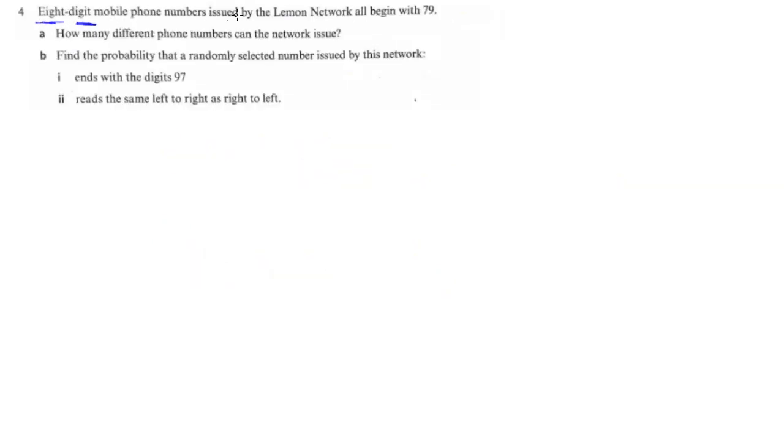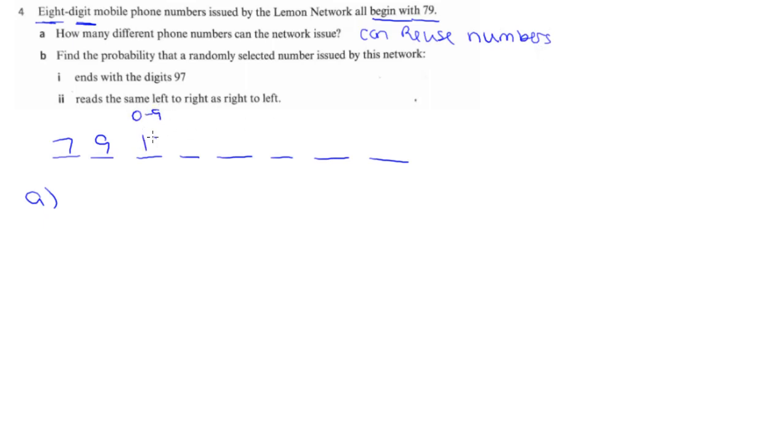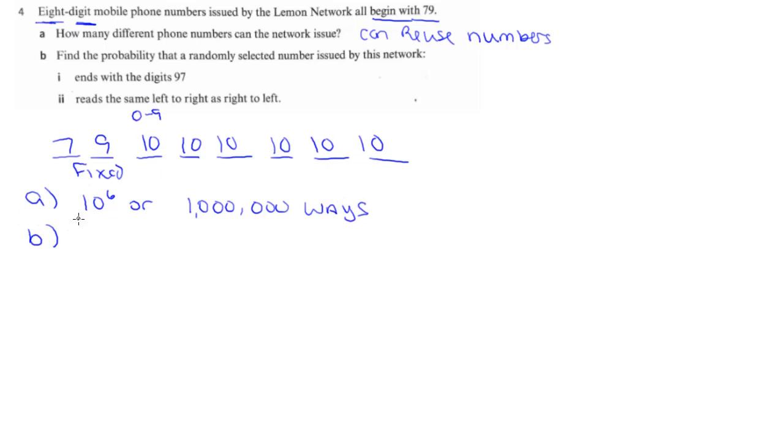In number 4, we've got 8-digit phone numbers, and they begin with 79. Now, in part A, they tell us that they want to know how many different phone numbers we can have. And we evidently can reuse the numbers because they don't tell us we can't. There's 0 through 9. That's 10 possibilities. So for part A, the 7 and 9 are fixed, but the other numbers are flexible. That's 10 to the 6th power, or that's 1 million different ways that could happen.